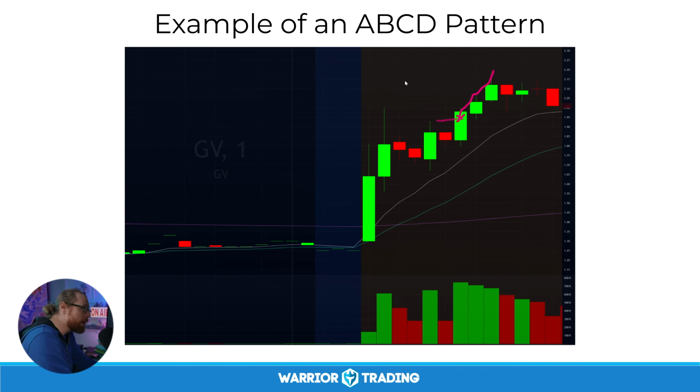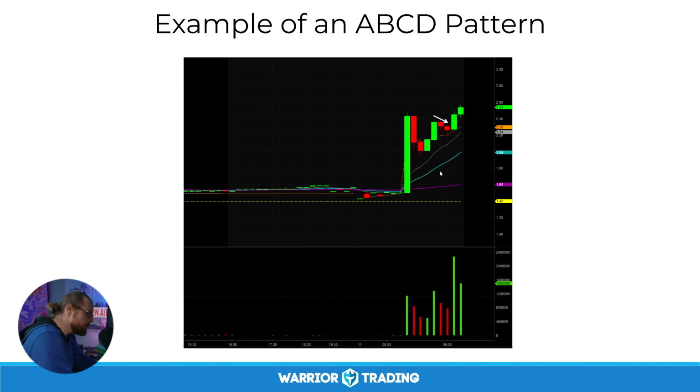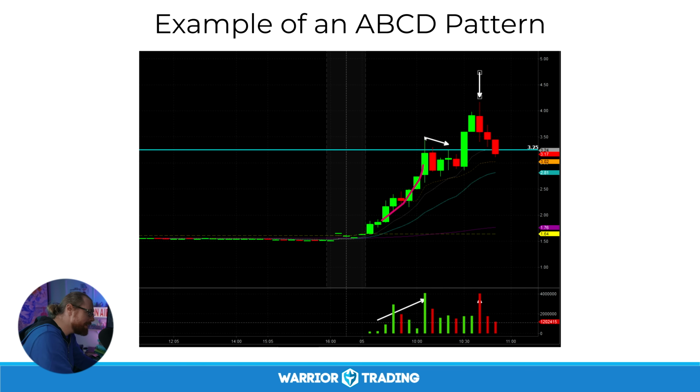Not a bad breakout. Here's another example. So right here, we get this nice rally up. We get a little pullback right in here. Oops, let me back up. We get this nice rally up. We get a little pullback right here. It pops up for a second. It dips down, and then it goes on the next attempt. And it squeezes from $3.25 up to over $4 a share, which is an awesome move.